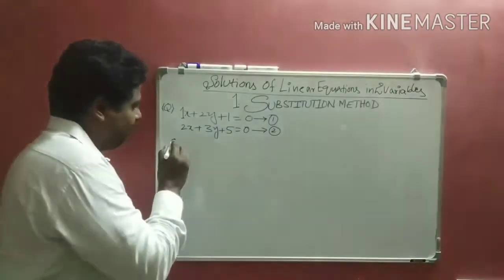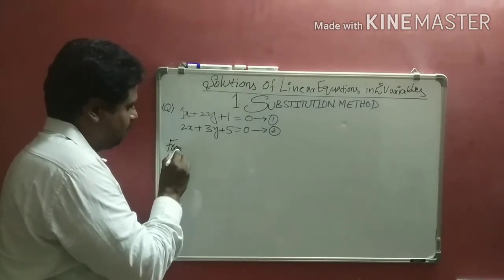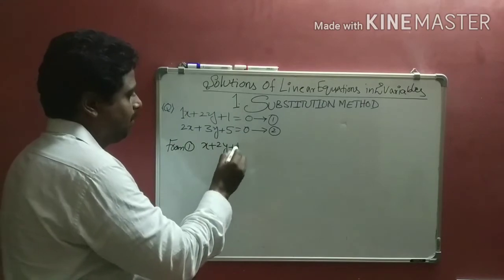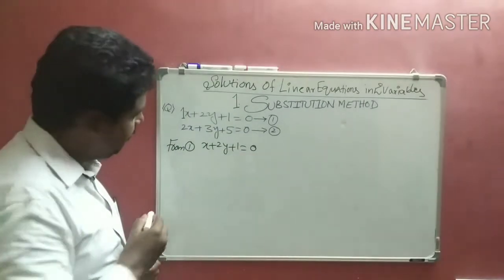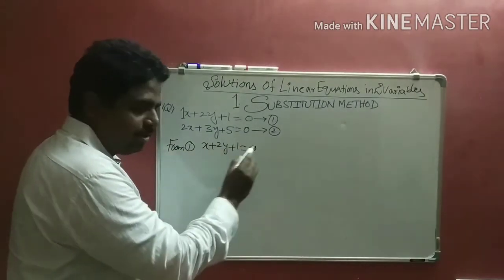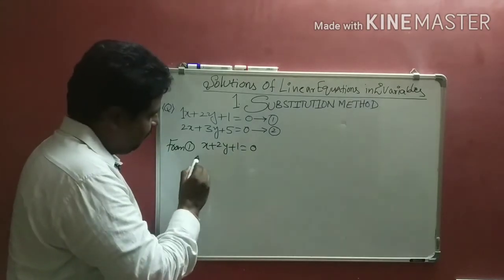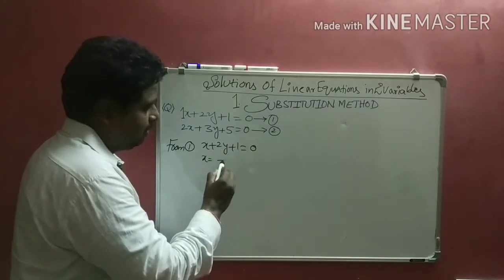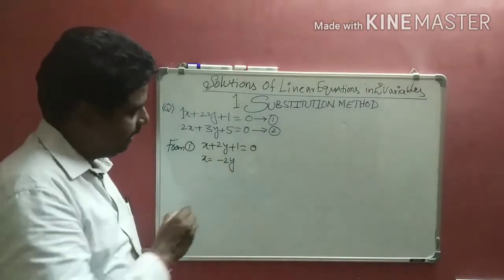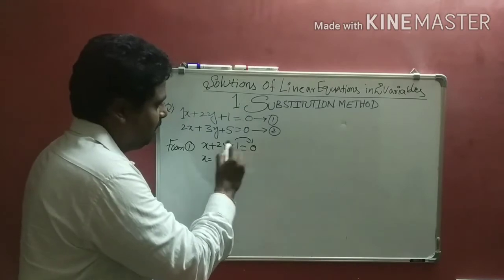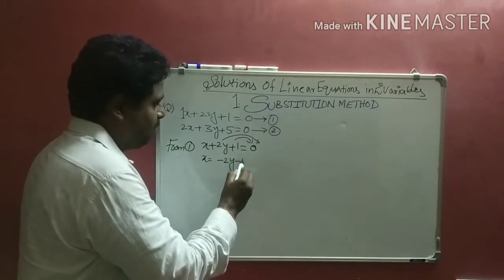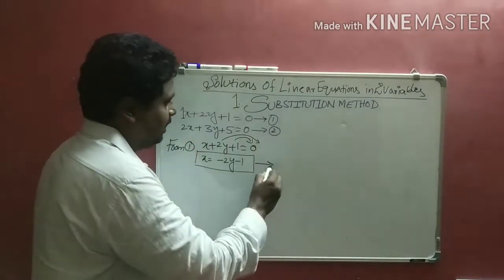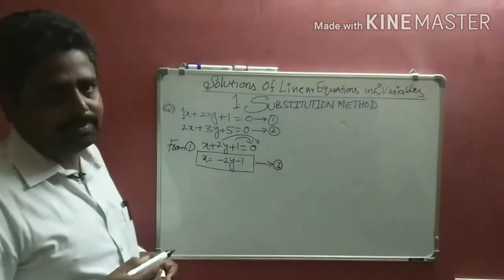Let us check. From equation number 1, x plus 2y plus 1 is equal to 0. So here we have a chance to write x is equal to something and y is equal to something. First I take x is equal to, let this plus 2y go to the right side so that it becomes minus 2y, plus 1 on the right side becomes minus 1. So x is equal to minus 2y minus 1. Let us take this as equation number 3.